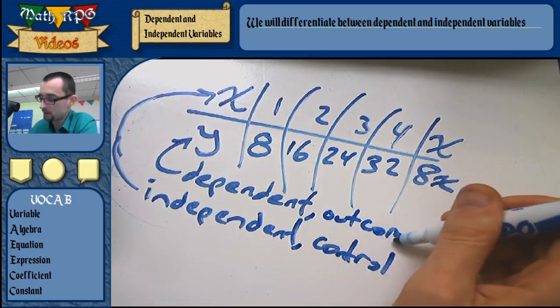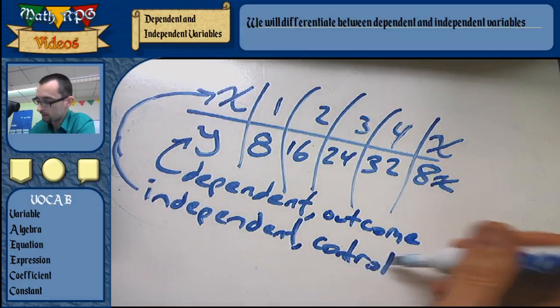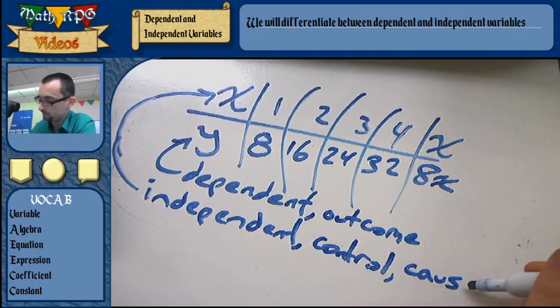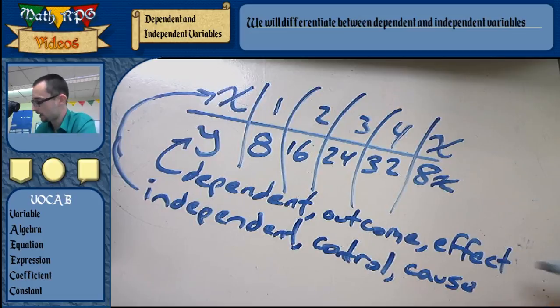Again, we can think of that as in your job, I control how many hours I work. The outcome is my paycheck. We can call that, you can think of X, the independent, as being the cause, and the Y, the dependent, being the effect. So again, if you think about my paycheck, I work hours, which causes me to get paid.